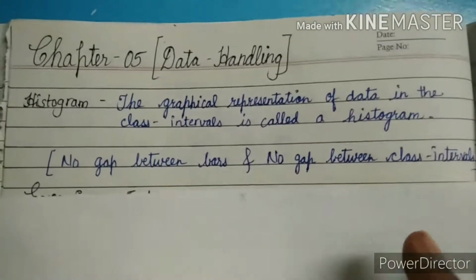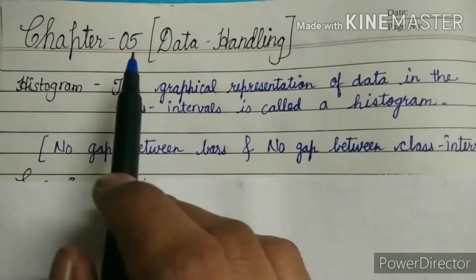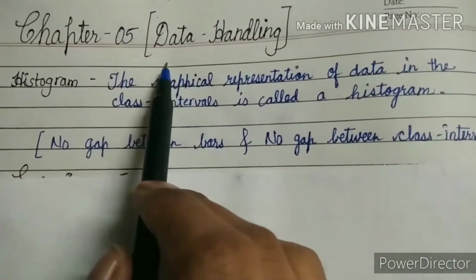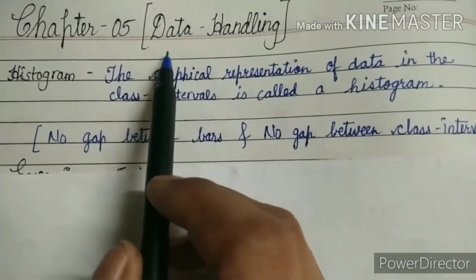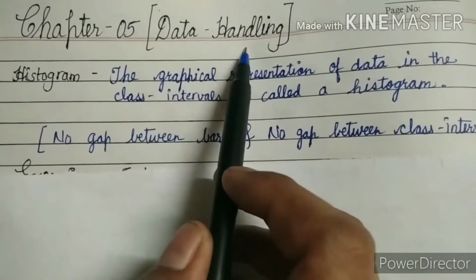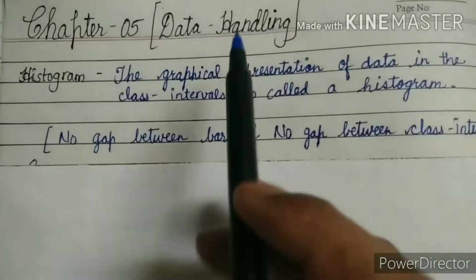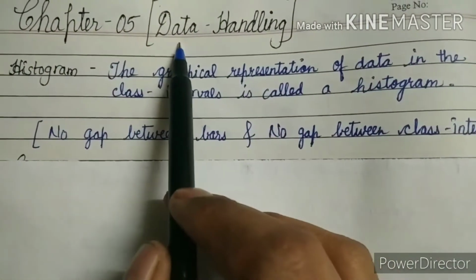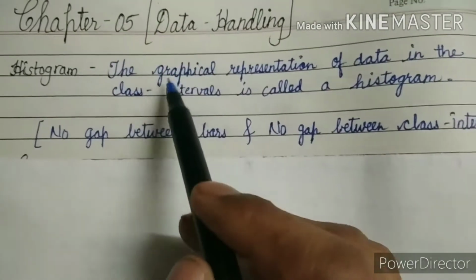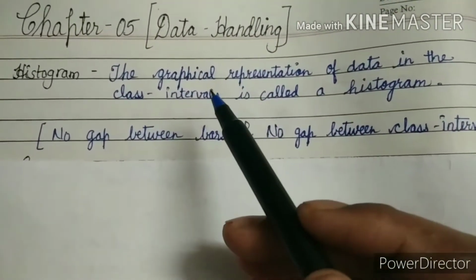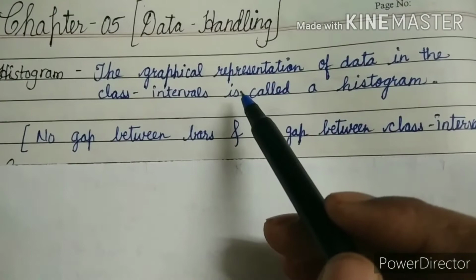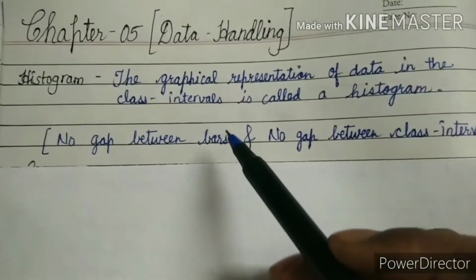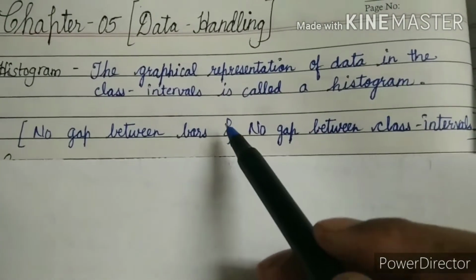In this video we will begin chapter number 5 of class 8. Its name is data handling. We know about this chapter from the previous classes. In this chapter we will handle data, like in the form of tally marks, bar graphs, and pictographs, which we have already done.